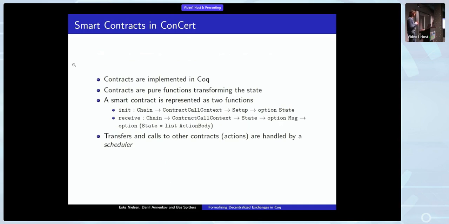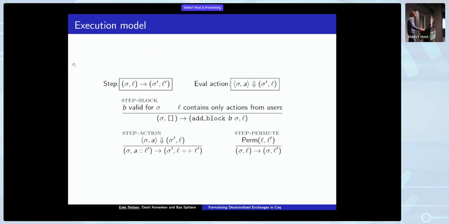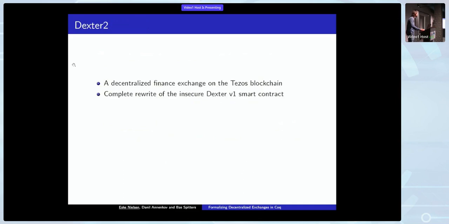The execution of this is formalized by some scheduler, which is basically the entire execution model. So it handles updating blockchain state and executing calls and all of this. And all of the execution is captured in traces, which allows us to actually prove very interesting properties because we have the full execution trace. And there's also a small-step semantics, which you can see here. That's not very important for this talk, but it's there.